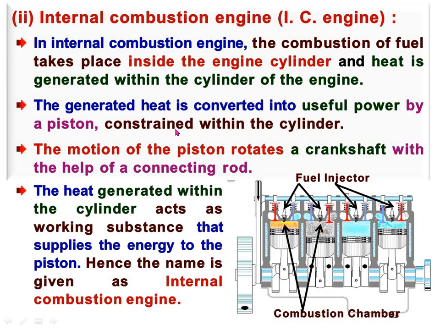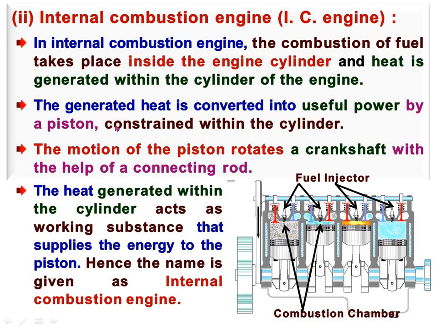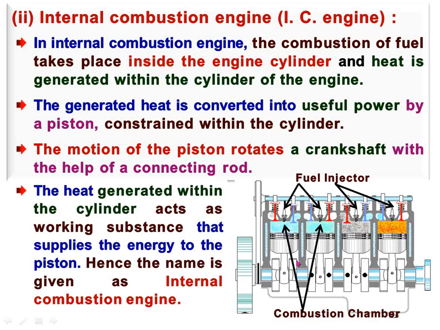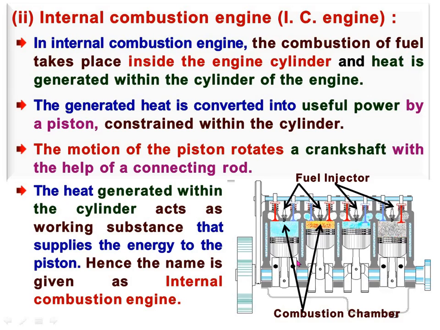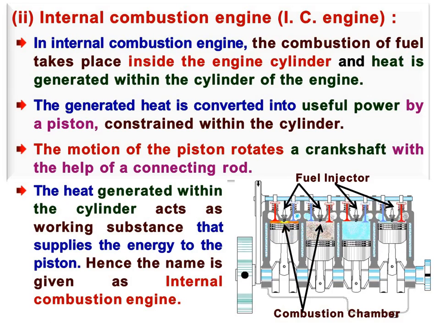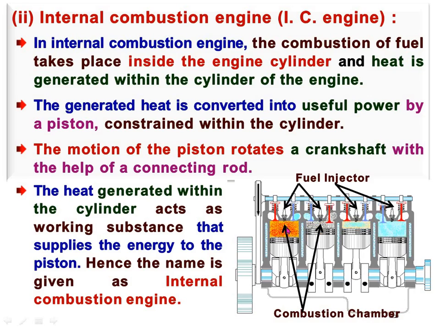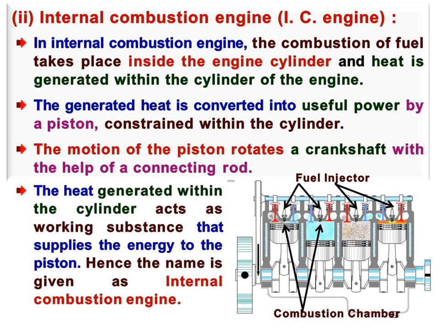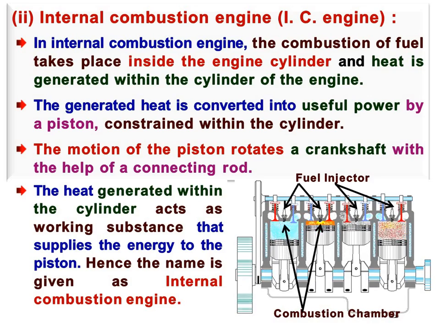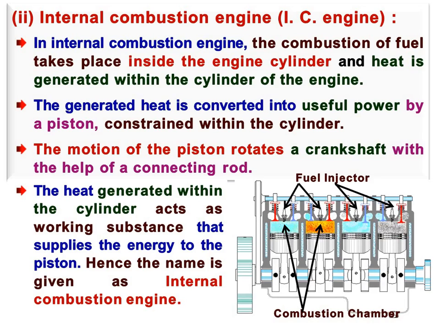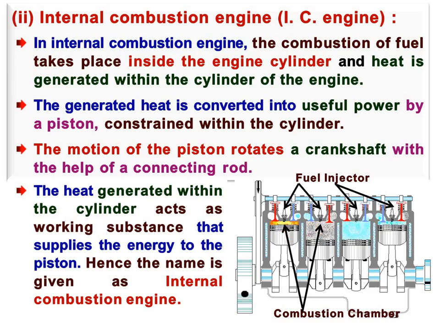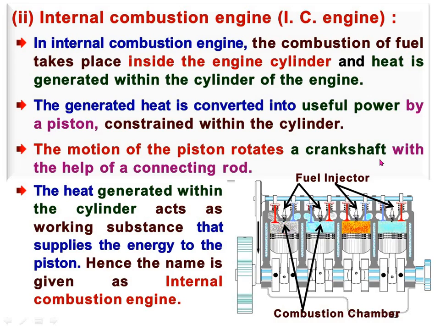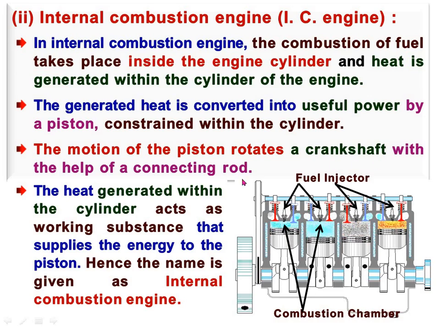The generated heat is converted into useful work by the piston constrained within the cylinder. Here the piston moves in a forward and backward motion in the cylinder. Whatever energy is produced through the burning of the fuel is converted into useful work by pressurizing the piston and transmitting it by the connecting rod to the crankshaft. The motion of the piston rotates the crankshaft with the help of the connecting rod.